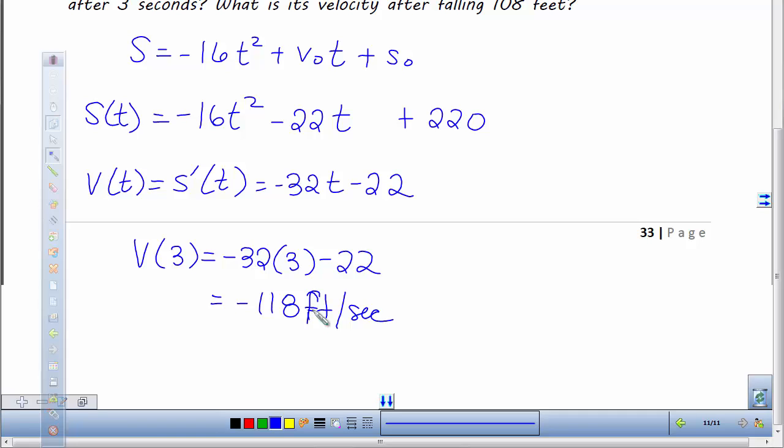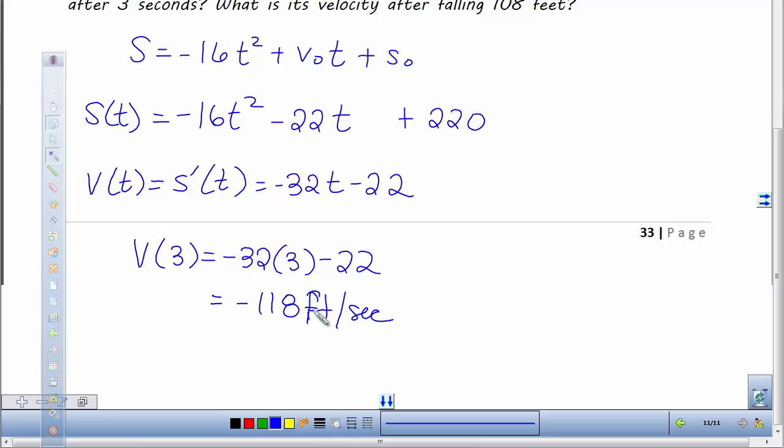So then it says, what is its velocity after falling 108 feet? Well, I don't know when it reaches that height. So first of all, I got to figure out how long it takes to fall 108 feet. Once I figure that out, then I can just plug that time into my velocity function. Does that make sense?